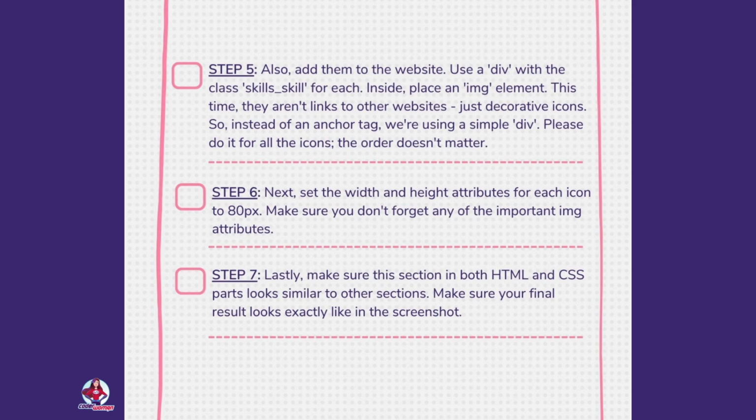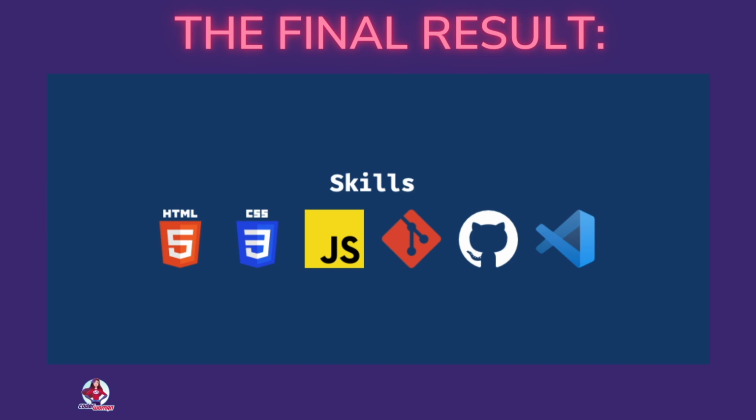Next, set the width and height attributes for each icon to 80 pixels. Make sure you don't forget any of the important IMG attributes. And lastly, make sure this section in both HTML and CSS parts looks similar to other sections. As you can see, this task is similar to preparing the project section layout, so feel free to use existing code and improve it a bit. And take your time, there's no rush. I have full faith in you and know you can handle it.